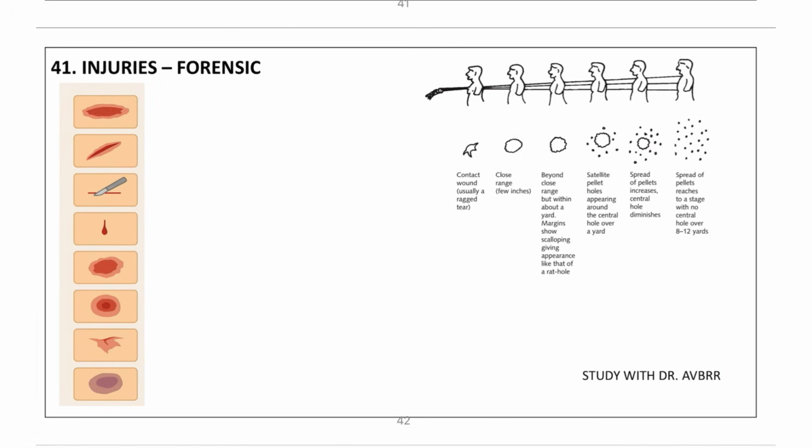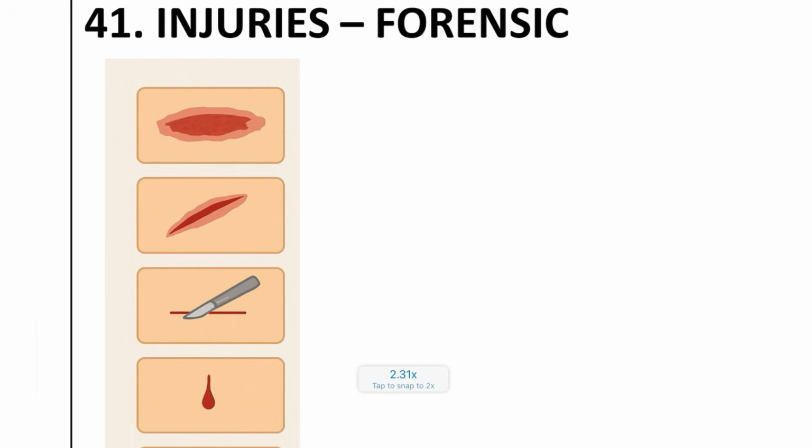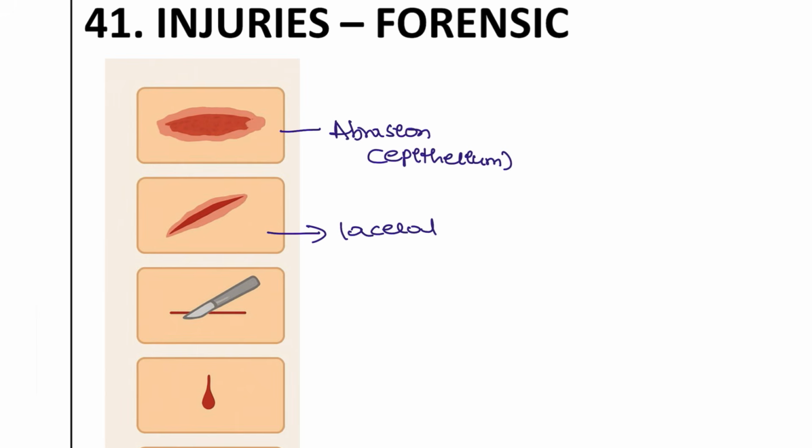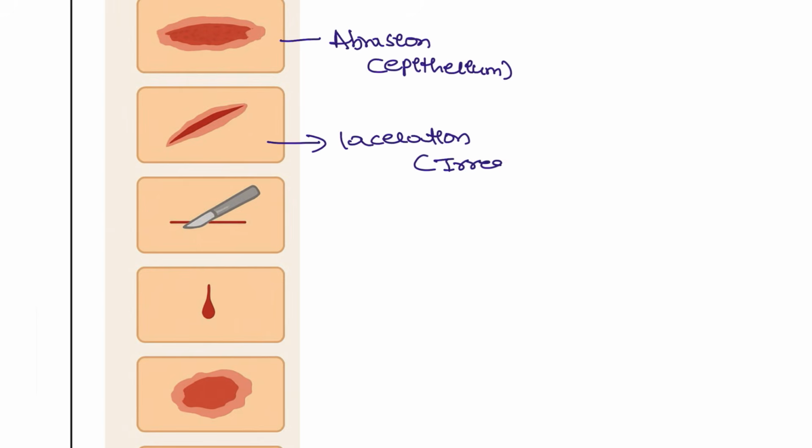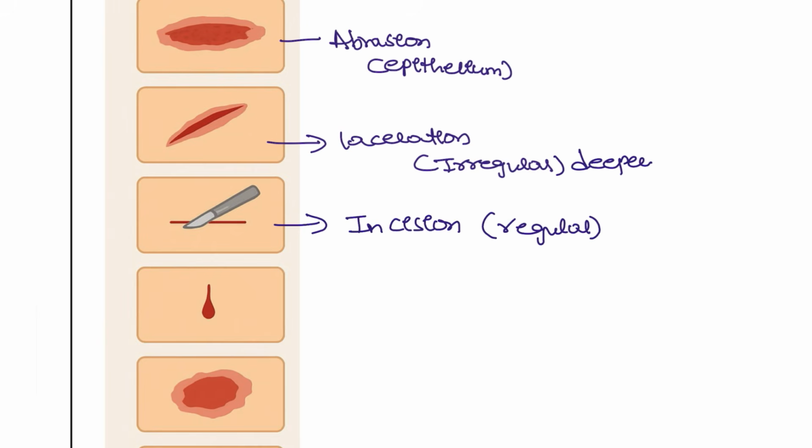Next, injuries. So in the injuries, you have to remember these important points such as, for example, this is known as an abrasion. And abrasion only involves the epithelium. Right, only the epithelium or the epidermis will be involved. And here this is a laceration. For identification of the laceration, you are going to see the irregular borders. It will be deeper, that you are going to see. And this is the incision, right? Here it will be regular and superficial.